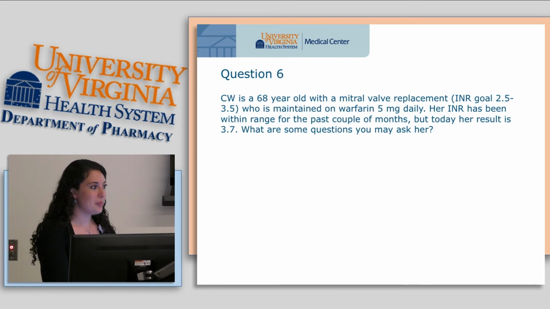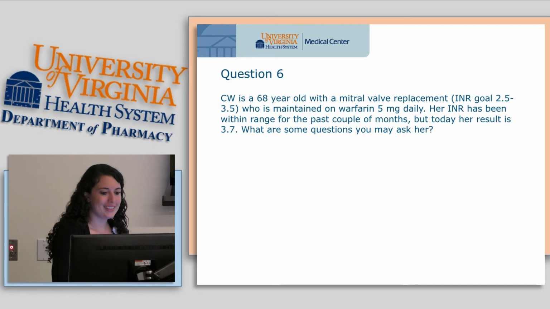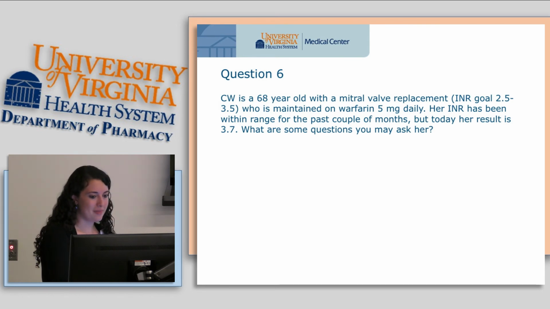Okay, now we have another patient. So FM is all taken care of now, but CW comes in, and she is a 68-year-old female with a mitral valve replacement, and so her goal is 2.5 to 3.5, and she is taking Warfarin 5 milligrams every day. So she's been within range the past couple of months, but today her result is 3.7. So what are some other questions you may ask her?